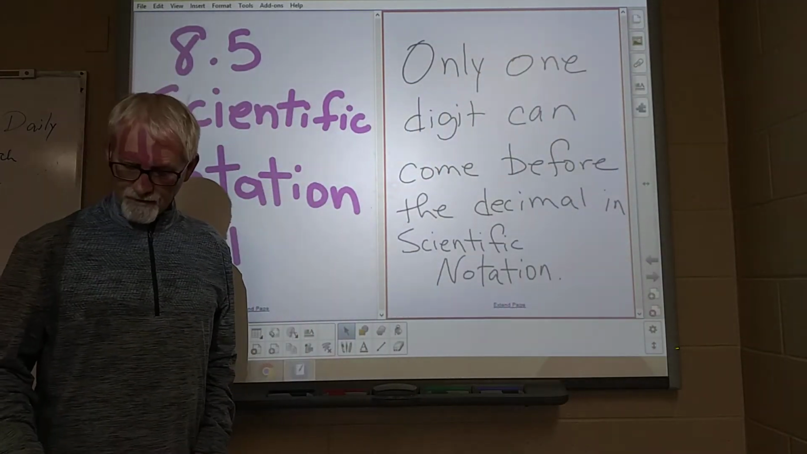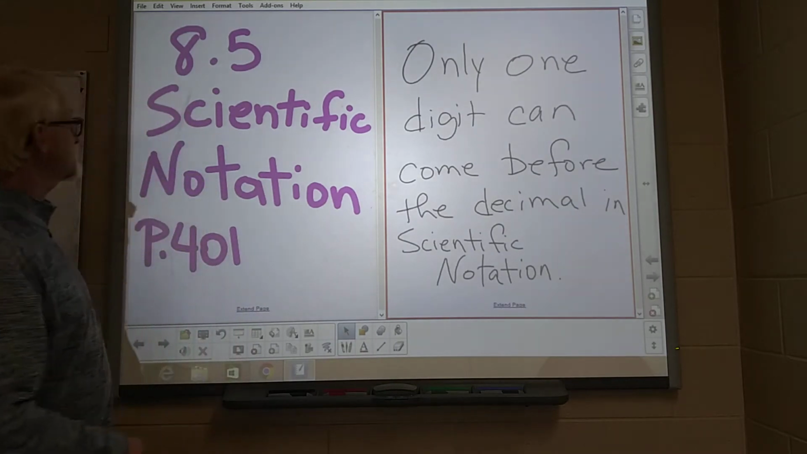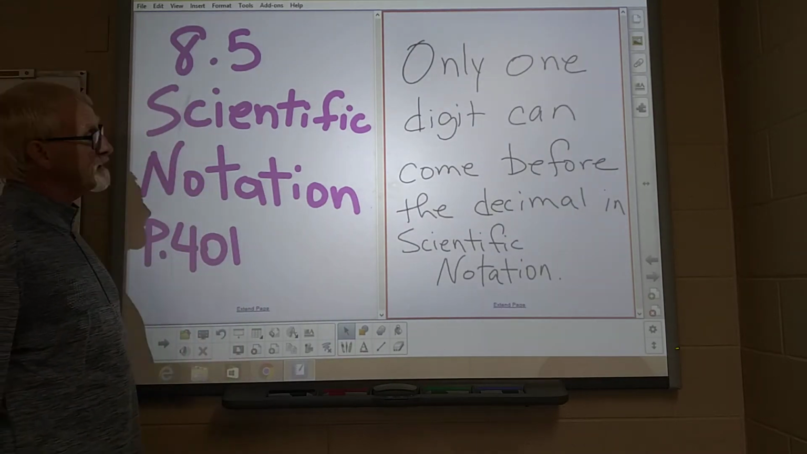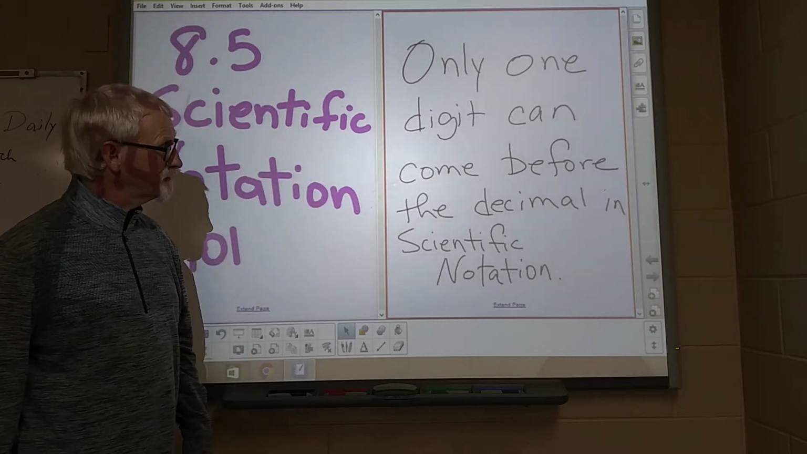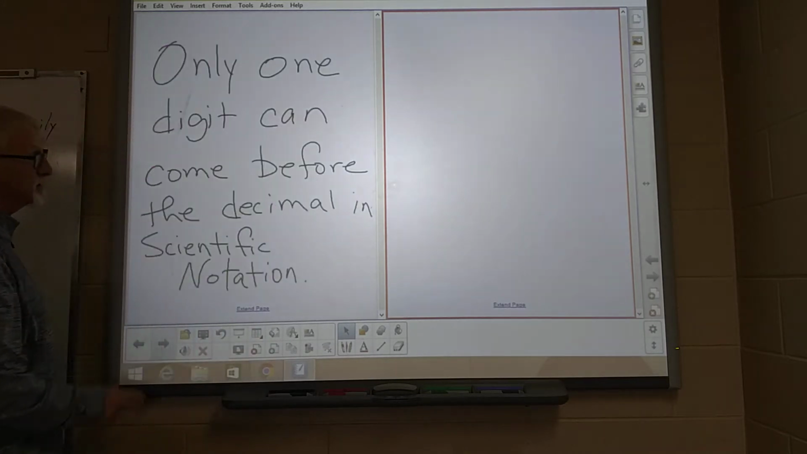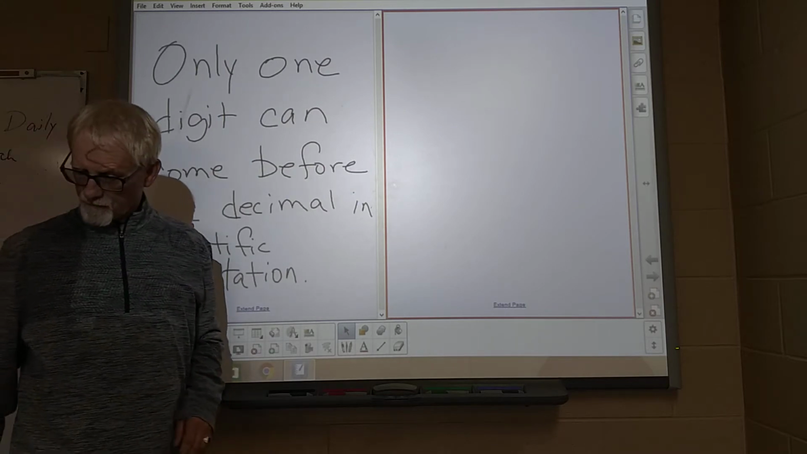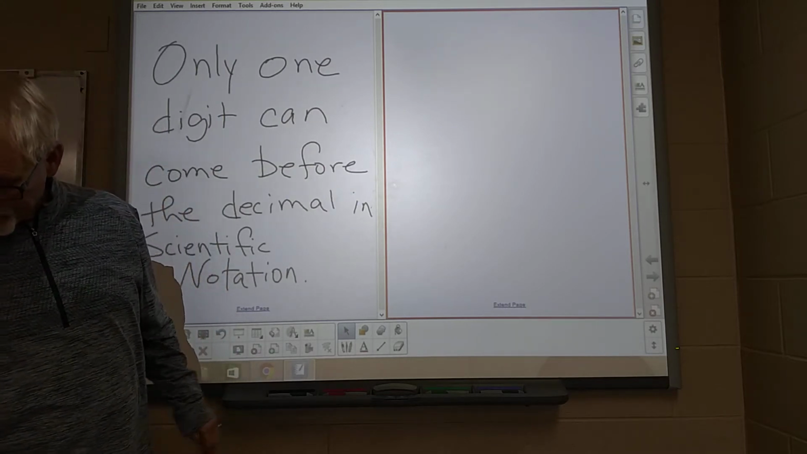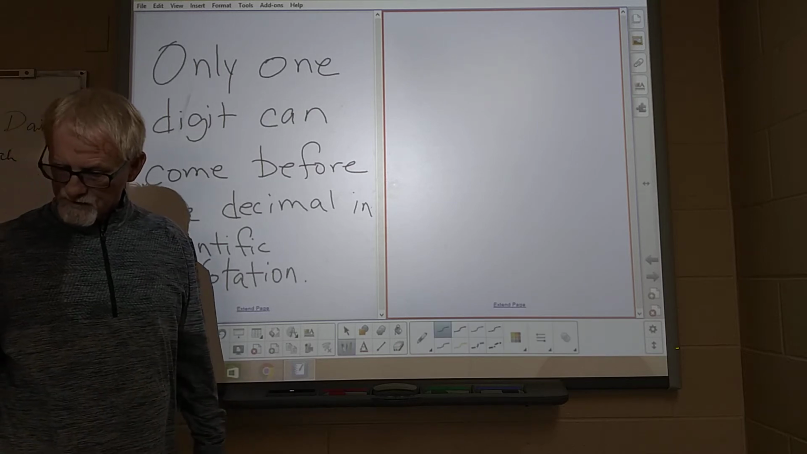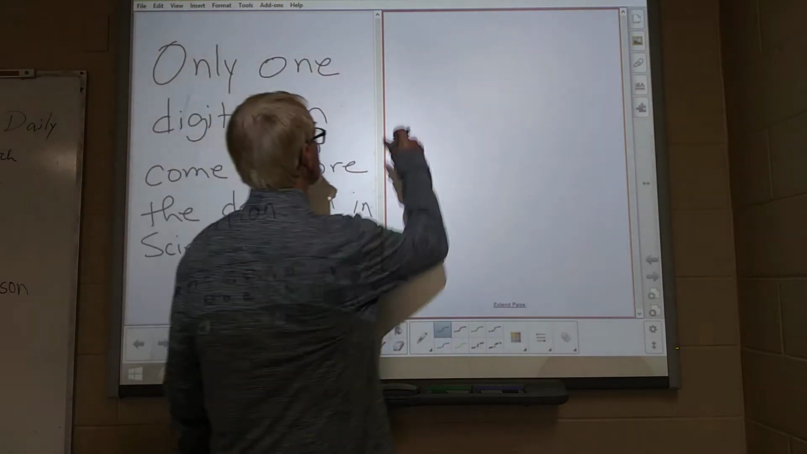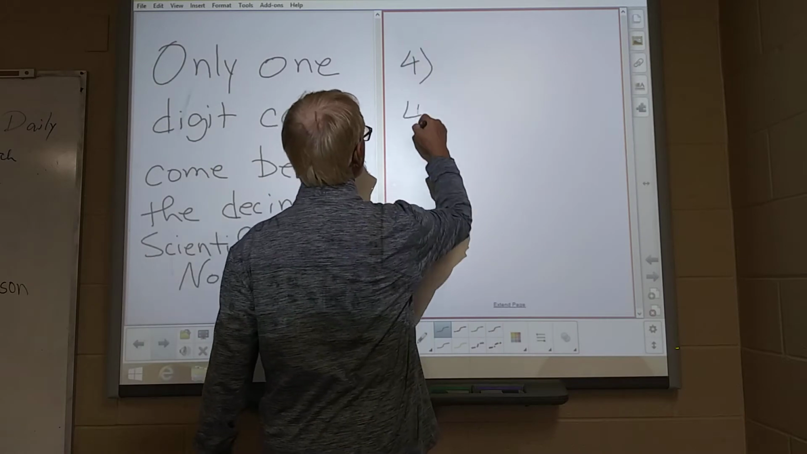We are on lesson 8.5, scientific notation, page 401. Your note for today is remember, only one digit can come before the decimal in scientific notation. If you'll turn to page 401 in your packet, number 4 says 463 million, express it in scientific notation.